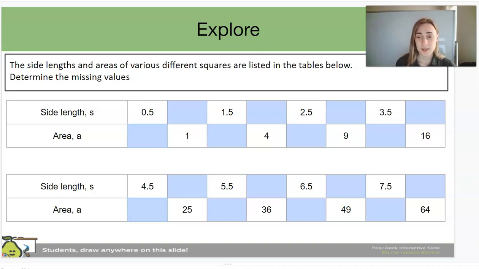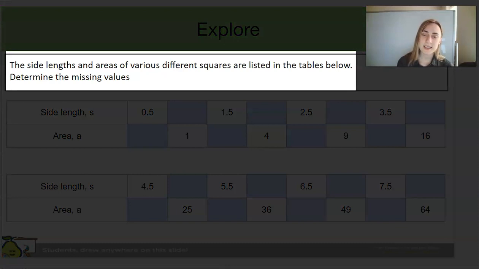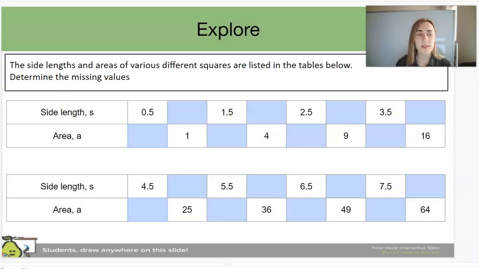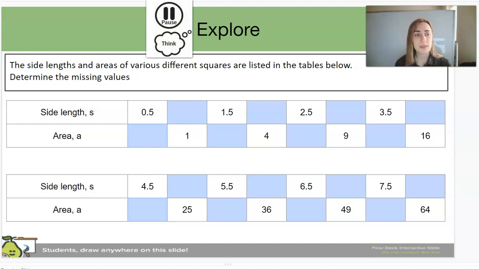In our Explore section, we're going to fill out two tables that compare the side length of a square to the area of a square. So our directions say the side lengths and areas of various different squares are listed in the table below. Determine the missing values. So you're either going to be starting with the side length and figuring out the area, or starting with the area and figuring out the side length. So pause, think about how to fill out the table. Maybe start with what you know for sure. You don't have to fill it out in order.